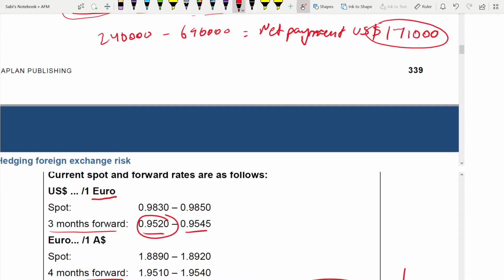Now what are we going to do? Same. 171,000 divided by 0.9520. Okay, it's a zero. Okay, it's not 6.